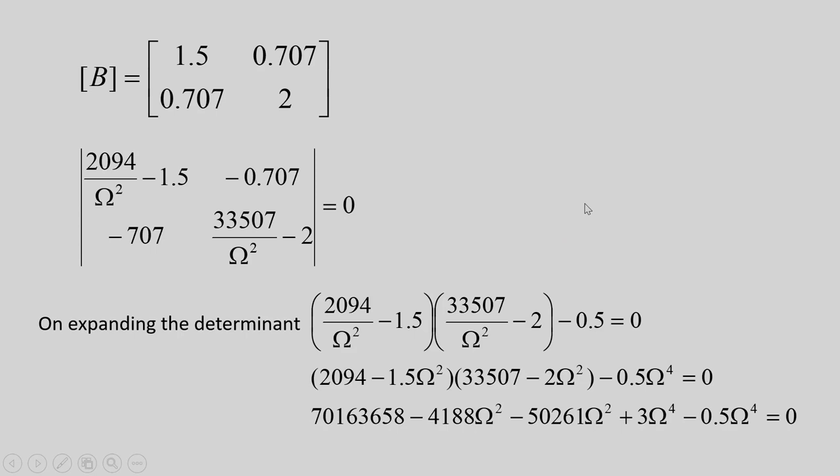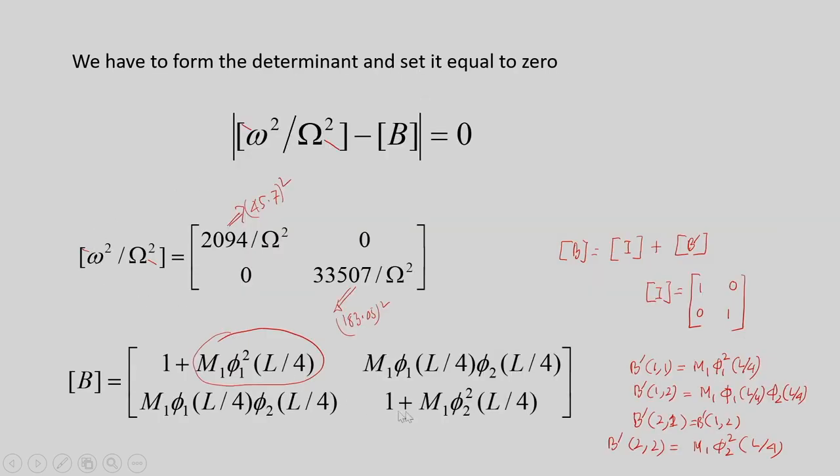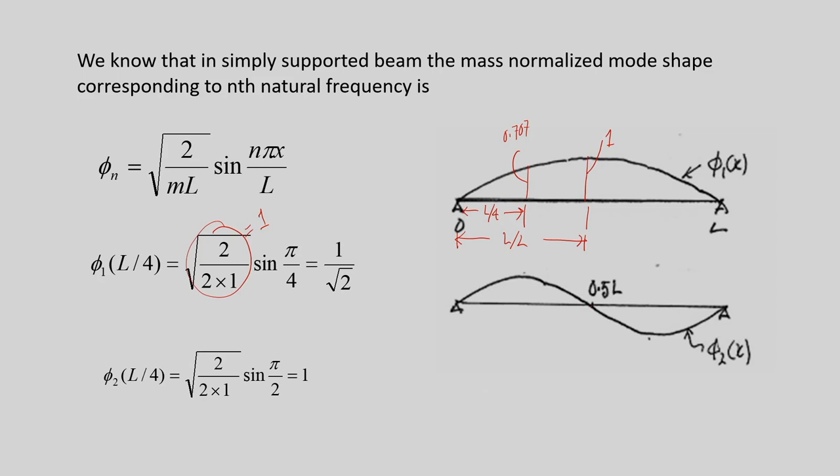So the second mode calculation is done, and therefore the B matrix is written here: 1.5, 0.707, 0.707. How is the B matrix coming? The B matrix is coming from this. If you want to calculate phi 2 at L by 4, the coefficient is 1 and sine 2 pi x by L, where x is L by 4. So L and L will get cancelled, giving sine pi by 2. That means here the amplitude is 1, but when you calculate phi 2 at L by 2, you will get sine pi, and it is 0.